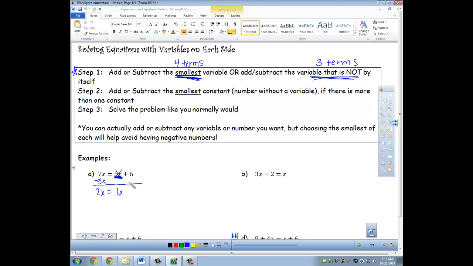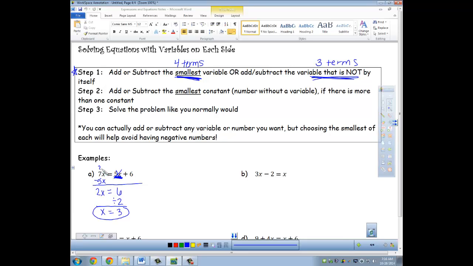Now this is a simple 1-step equation. It's saying 2 times what is 6. Another way to think about that is to do the opposite. Instead of multiplying by 2, I'm going to do the opposite and divide by 2 on the opposite side. We get x equals 6 divided by 2 is 3. So x equals 3. Remember that you can always check your answer by plugging it back in.